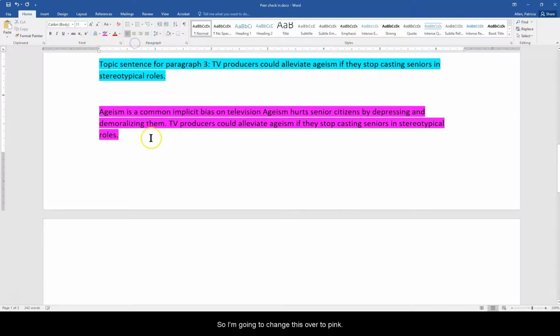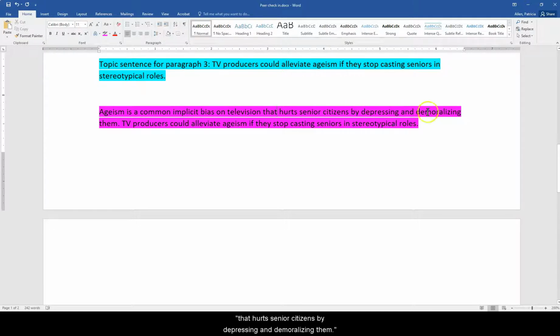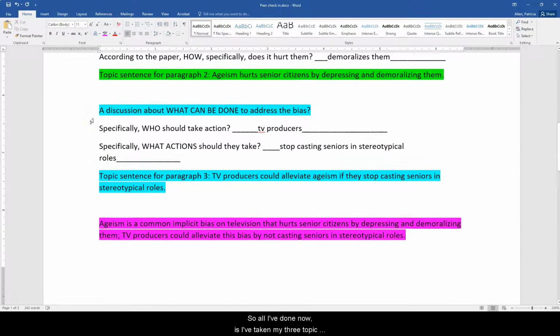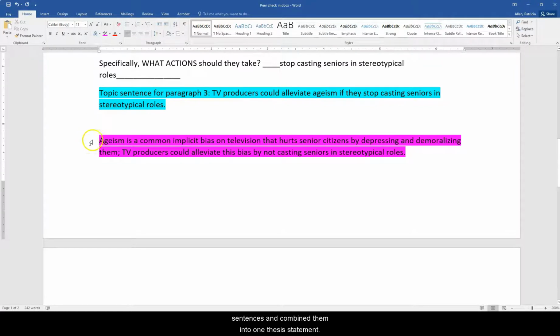So I'm going to change this over to pink. All right, ageism is a common implicit bias on television. And then I've got ageism hurts senior citizens. So I can take this second ageism out and just put that hurts senior citizens by depressing and demoralizing them. And now I want to combine this next sentence. One easy way to do that is I could put a semicolon and say, TV producers could alleviate, and instead of saying ageism, I might want to just say this bias, by not casting seniors in stereotypical roles. So all I've done now is I've taken my three topic sentences and combined them into one thesis statement.